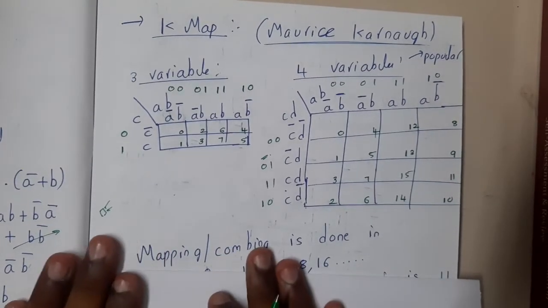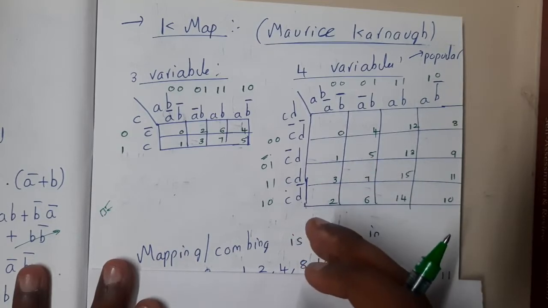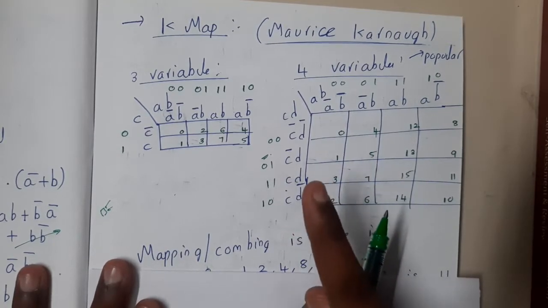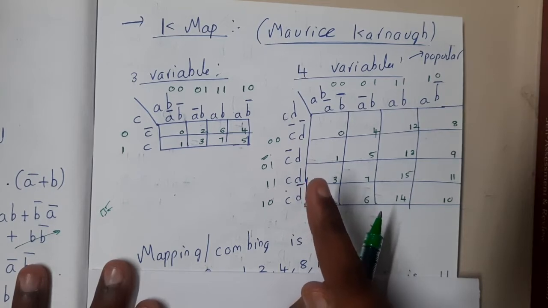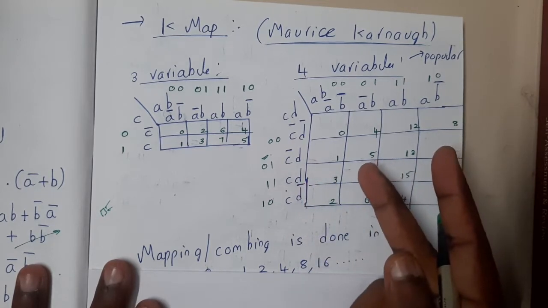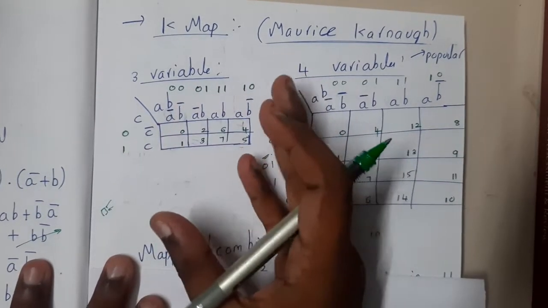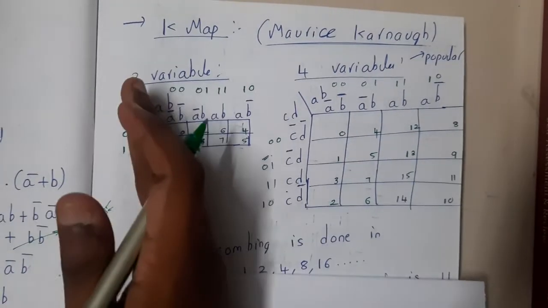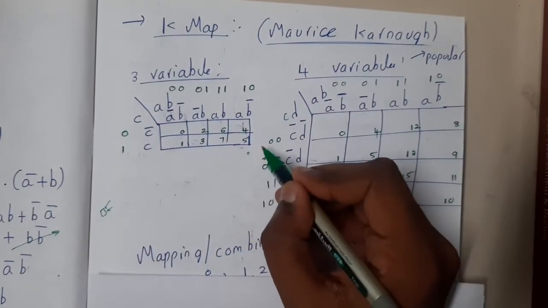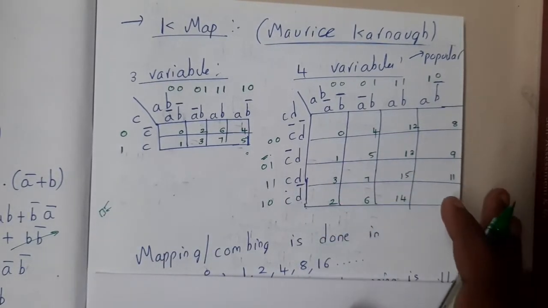Basically, the Karnaugh map helps us to compress or minimize the expression. If there is only a single variable, there will be no compression. With two variables, there will be very minimal compression. That is why the standard K-maps start from three variables: three-variable and four-variable. Three-variable is not that commonly asked; four-variable is the most commonly asked.